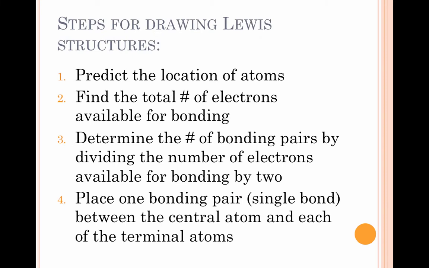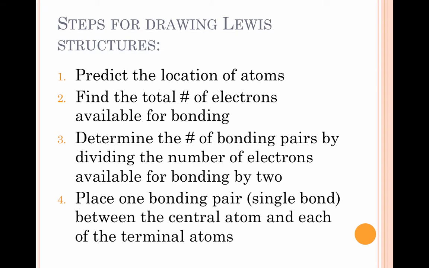So the rules: first, you need to predict the location of the atoms, meaning which one's centered and which ones are what we call terminal, or the ends of the atoms. You're going to find the total number of electrons available for bonding, and remember that the only electrons involved in bonding are the valence electrons, or the ones on the outermost ring. You're going to determine the number of bonding pairs by dividing the number of electrons available for bonding by 2. We divide by 2 because each bond is made up of 2 electrons.